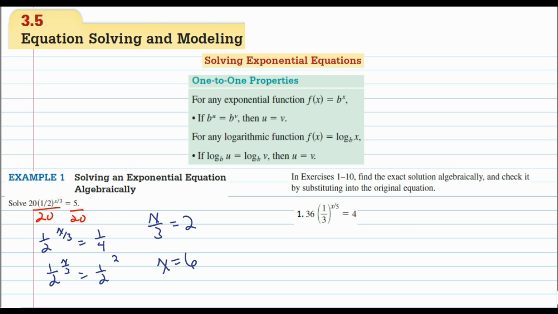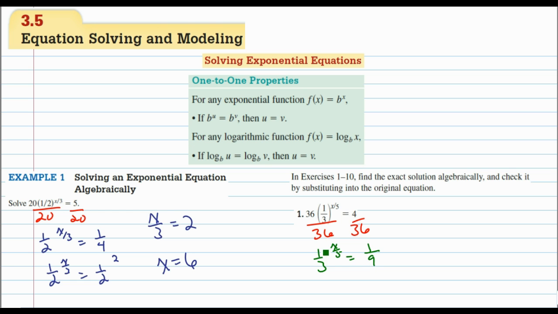Now try problem number 1. Find the exact solution algebraically and check it by substituting into the original equation. Okay, so again on the left hand side I have 36 times 1 over 3 to the x over 5. I want to isolate the base and its exponent, so I'm going to divide both sides by 36. So now I have 1/3 to the x over 5 equals, and then 4 over 36 reduces to 1/9.